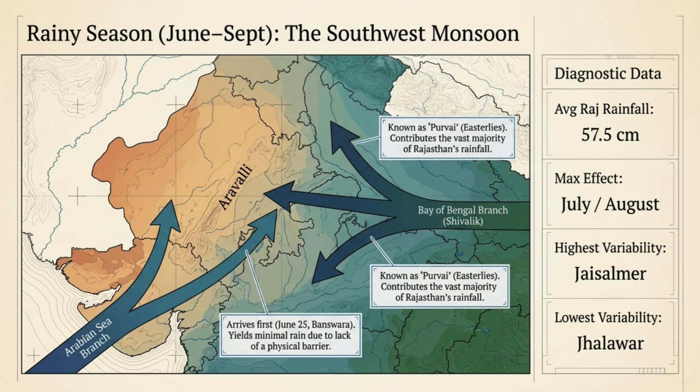The rainy season, from June to September, is driven by the Southwest Monsoon. The Arabian Sea branch arrives first around June 25 but yields minimal rain due to a lack of physical barriers to trap it. It is the Bay of Bengal branch, arriving as easterly winds known as Purvai, that contributes the vast majority of Rajasthan's 57.5 cm annual rainfall.